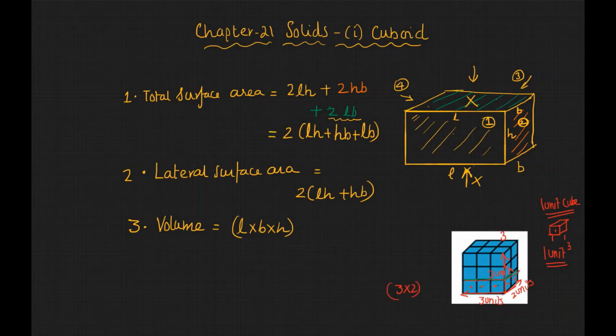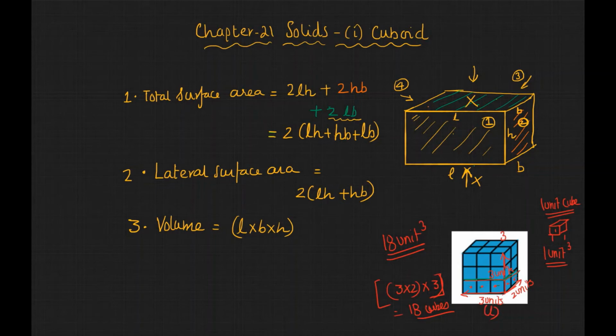And how many such layers are there? 1, 2, 3 layers are there. So you can say 3 into 2 into 3. That's the total number of cubes, and that will be equal to 18 cubes. And this is what we write as 18 unit cube. And that's where the L into B into H is coming.